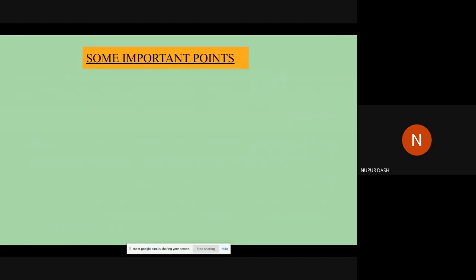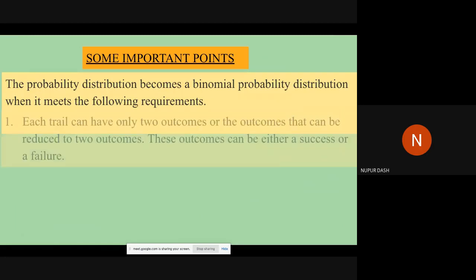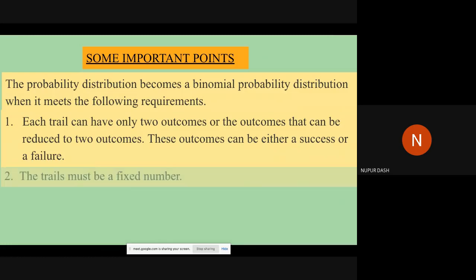Now, there are some important points which we should know. The probability distribution becomes a binomial probability distribution when it meets these following requirements. First is that each trial can only have how many outcomes? Two outcomes. Second is the trials must be of a fixed number. Like I have said, 4 times you are tossing. So it is in a fixed number. The number is 4. Okay.